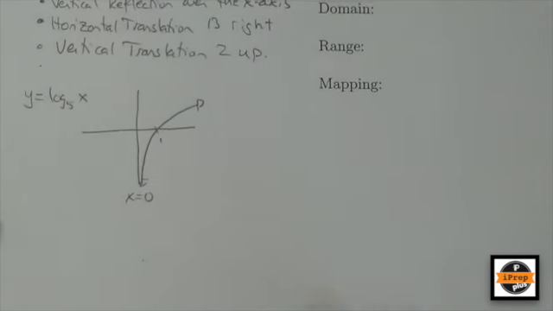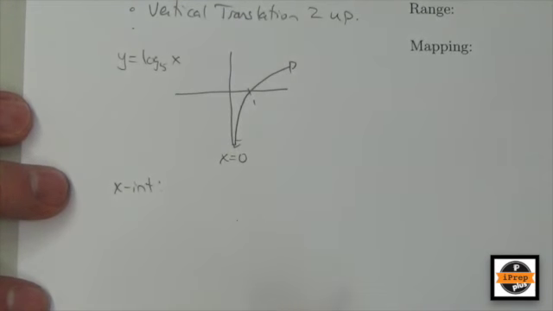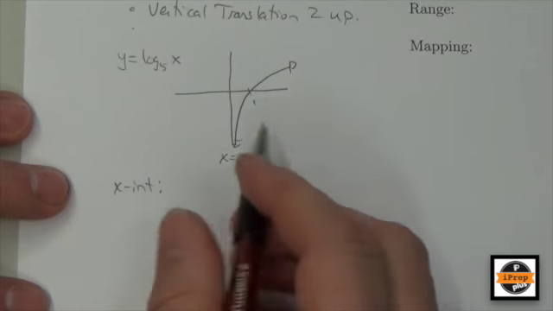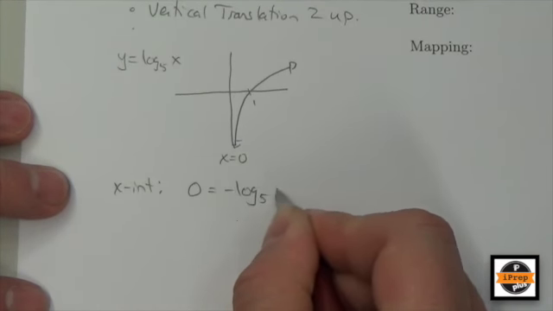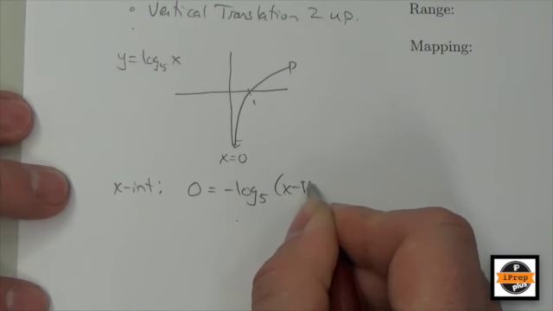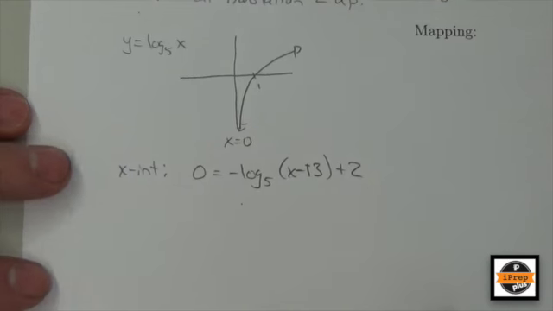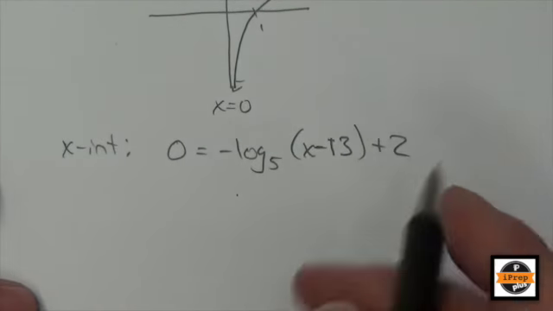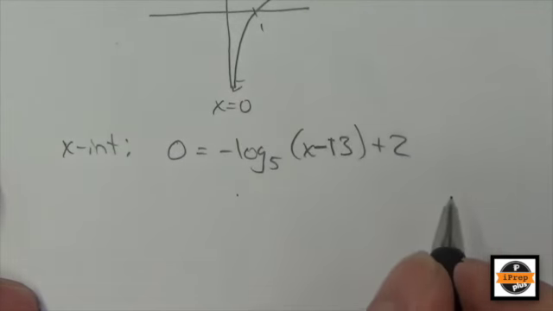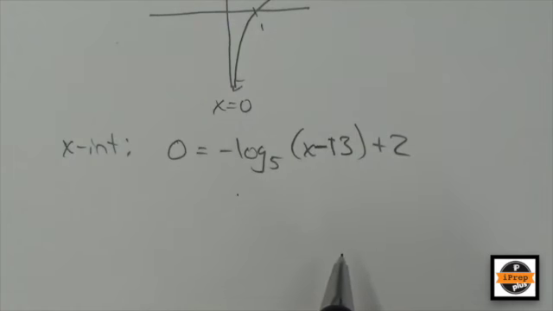Okay, now the intercepts, because we're being asked for the x and the y intercepts. Let's take a quick look at the x-intercepts. Now, x-intercepts occur where the y-coordinate is equal to 0. So I'm going to write that in. 0 is equal to negative log base 5 of x minus 13 plus 2. Maybe we'll zoom in a little bit on this. Now, finding the x-intercept always involves the creation of an equation that needs to be solved.